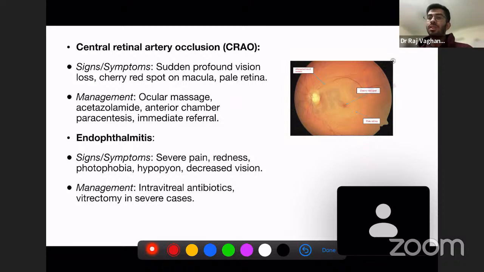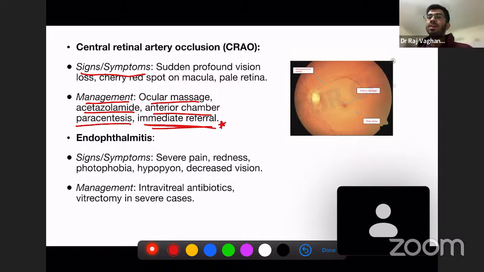Now, how do you manage this condition? You manage this condition by ocular massage, acetazolamide, anterior chamber paracentesis, or immediate referral. Immediate referral is also one of the management options, because if your hospital or center does not have the facility to treat such problems, then you should immediately refer the patient to a higher facility. This is the management for central retinal artery occlusion.